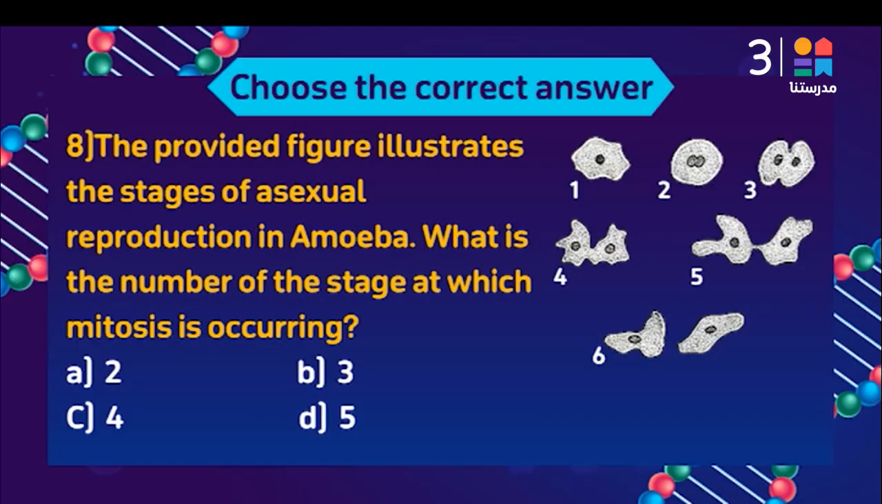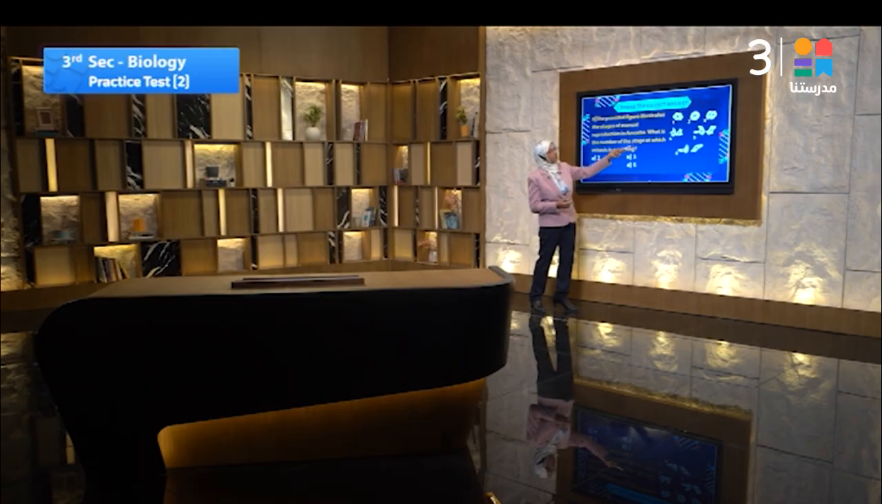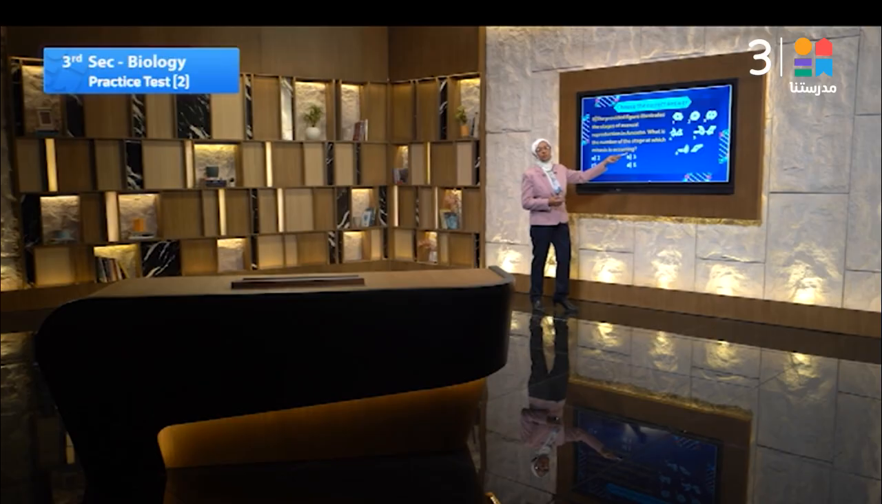In amoeba, a unicellular organism, what is the number of the stage? He asked about the stages. Which number of the stages is the one at which mitosis is occurring? One of them is mitosis occurring. So we must choose from 2, 3, 4, 5. Is 2 mitosis? Yes, that's 2.